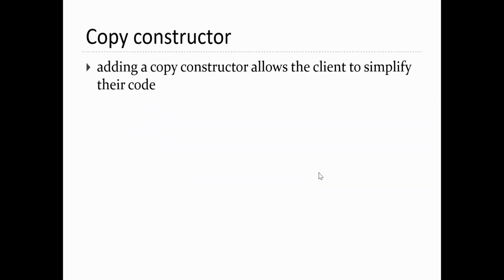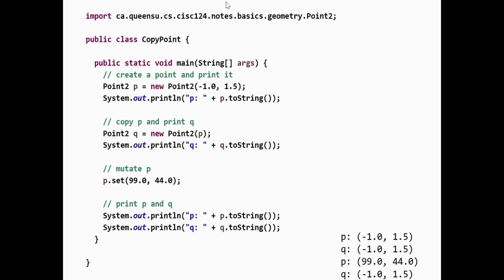Okay, now why do you want to add a copy constructor? Again, because it makes your class easier to use. Here I can make a point using our second constructor and set its coordinates to -1 and 1.5. Now, if I decide that I need another point that has the same coordinates, I can just copy that point using the copy constructor. So I get a second point that has the same coordinates as p, but they're independent points. If I modify one or the other, the other point does not change.